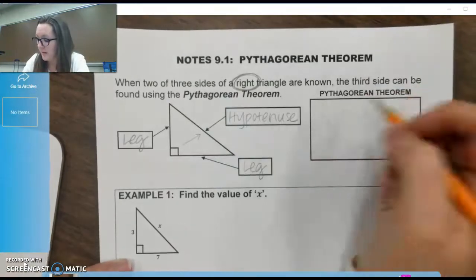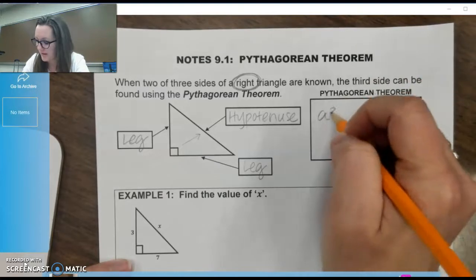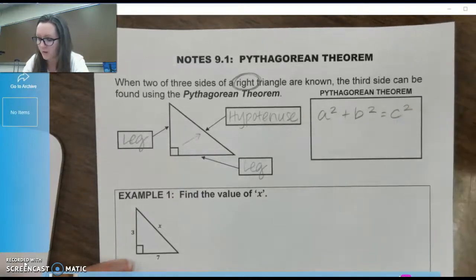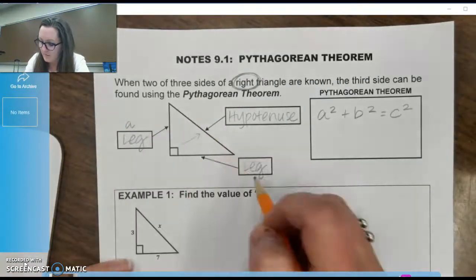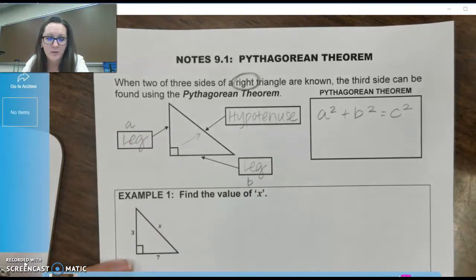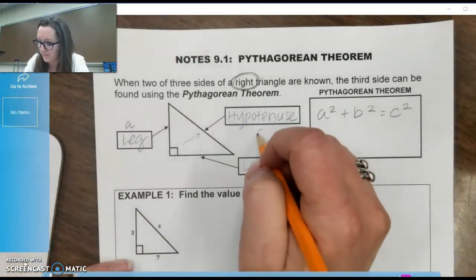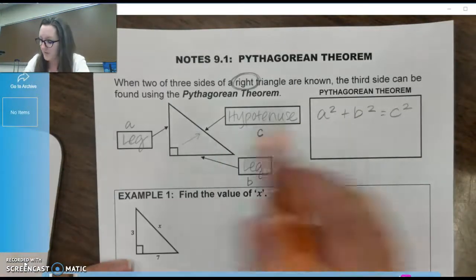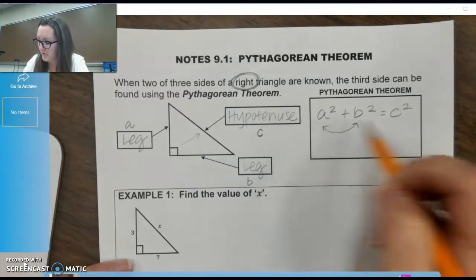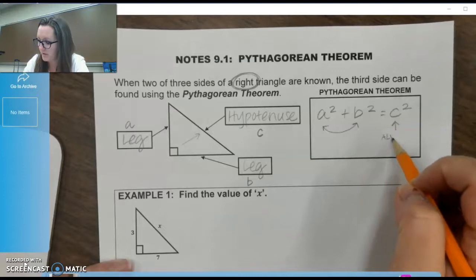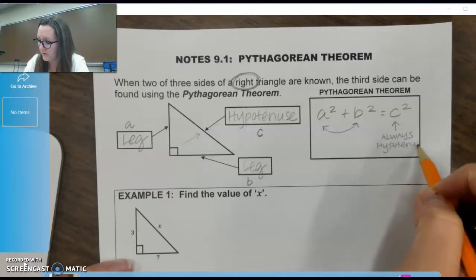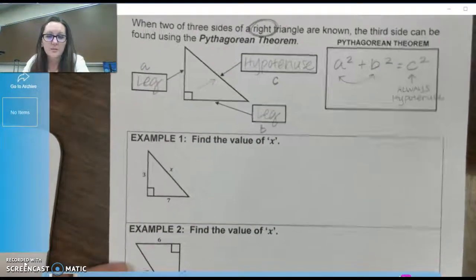Pythagoras came up with this formula: a squared plus b squared equals c squared. You've probably seen this before, where a and b specifically are the legs. Your legs can be A or B, they can be interchanged, but your hypotenuse is always C. Hypotenuse is always labeled C. That's very important.